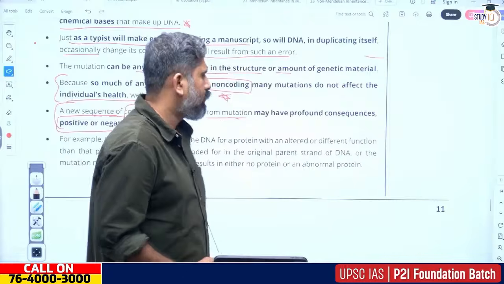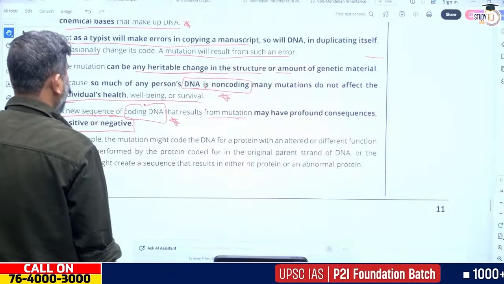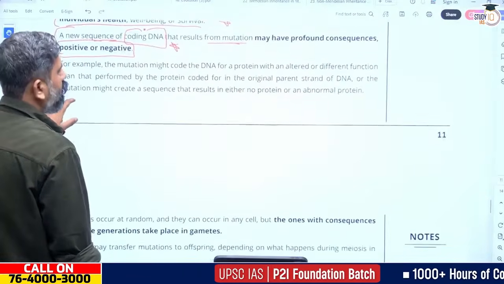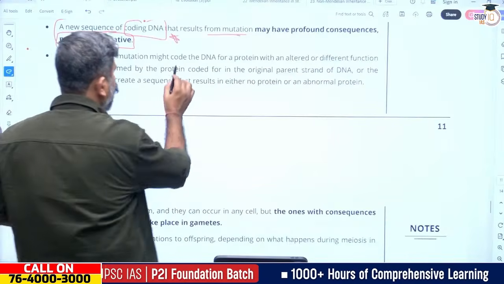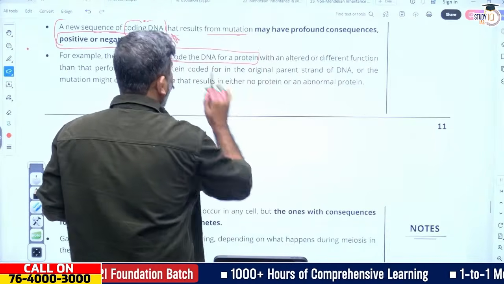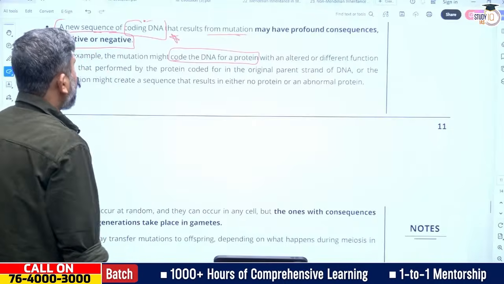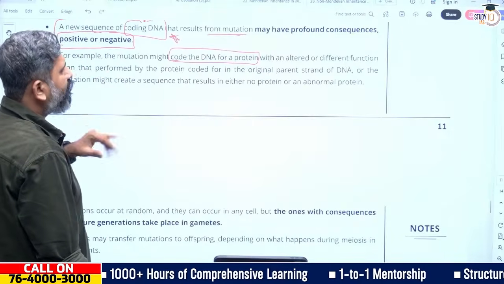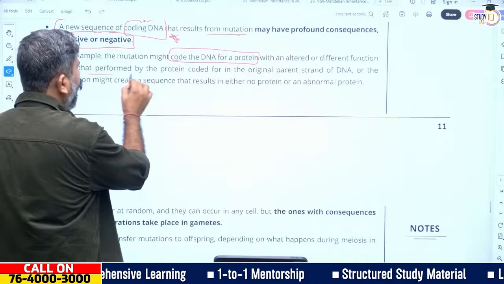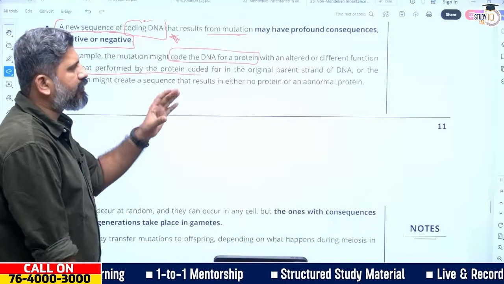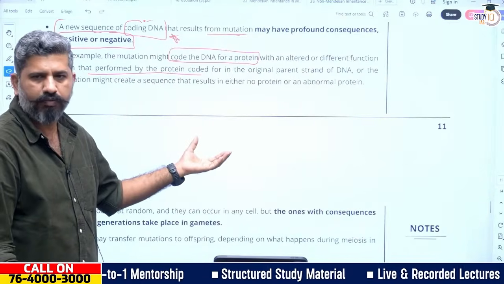समझे? ठीक है? For example, the mutation might code the DNA for a protein. तो हमारा logic ही क्या है? The coding DNA is the one which is responsible for producing amino acids which lead to what? Protein. So the mutation might code the DNA for a protein with an altered or different function than that performed by the protein coded for in the original parent strand of the DNA. Originally तो ये purpose था.